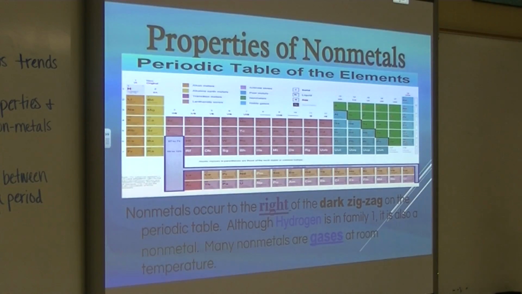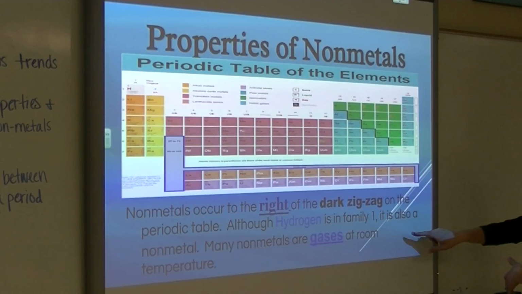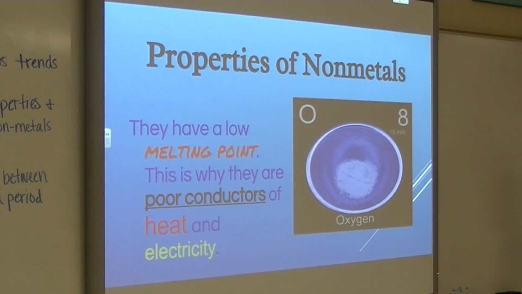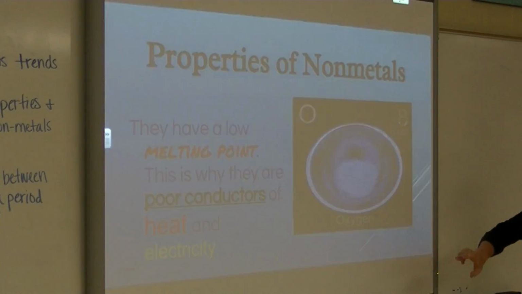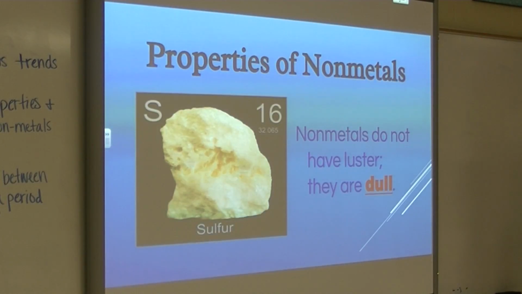Most nonmetals are gases at room temperature. Where most metals are solids, most nonmetals are gases. They have a very low melting point and they are poor conductors of heat and electricity. So they're basically going to be the opposite of everything we just said about metals. Where metals are good conductors, nonmetals are not. They also do not have any luster. They're typically very dull, not shiny.